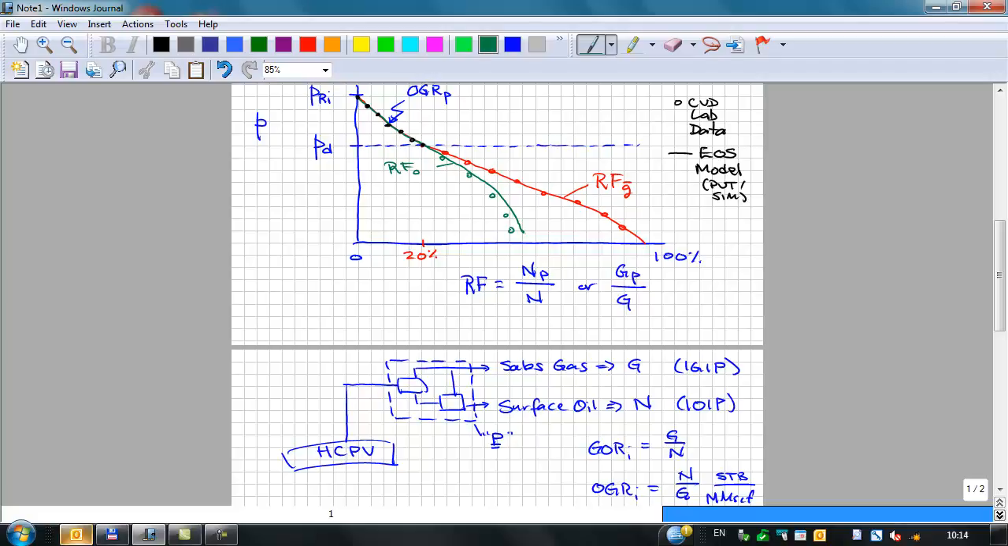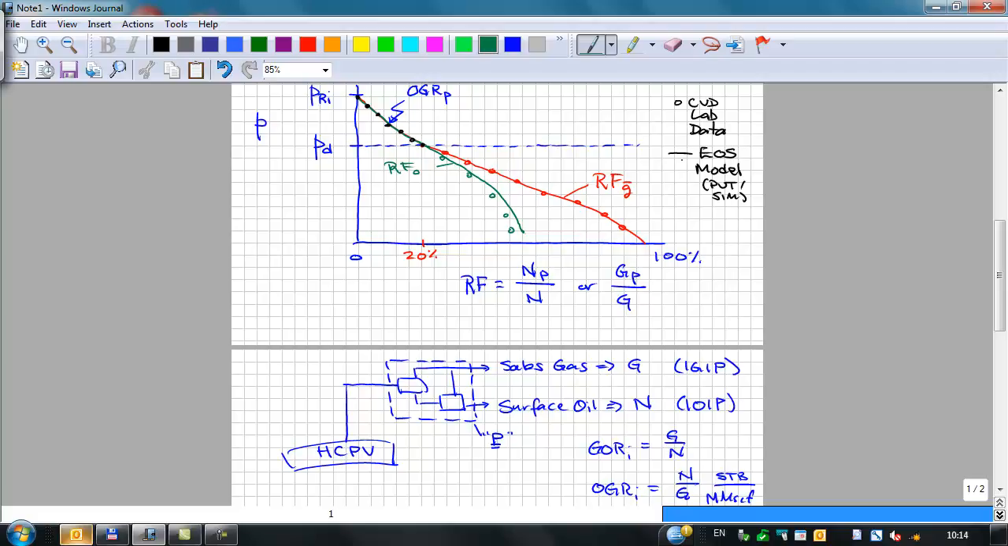The other issue of reconciliation between the data and the EOS model, that's another problem. That's a PVT EOS modeling problem. That's a QC of the laboratory data problem. Those are also issues, but they're not really part of this course. But we may be able to touch on that briefly.